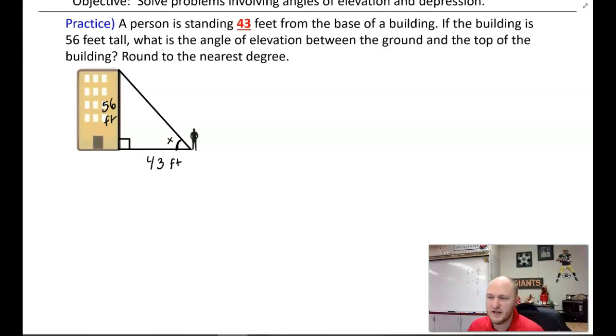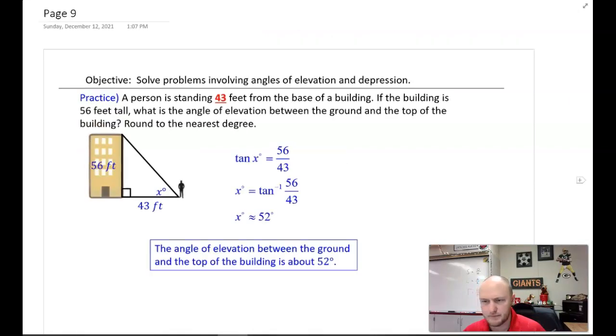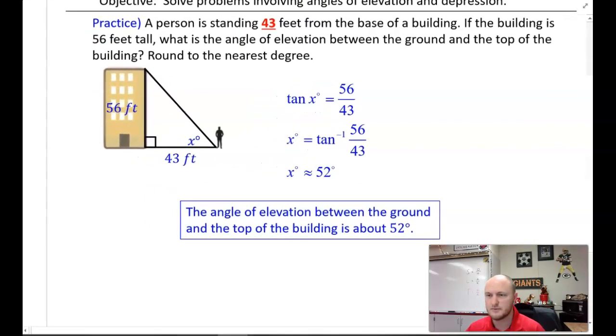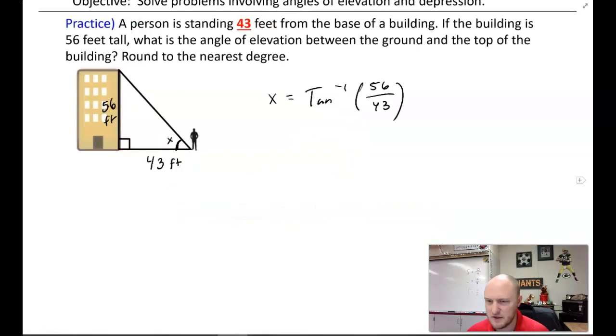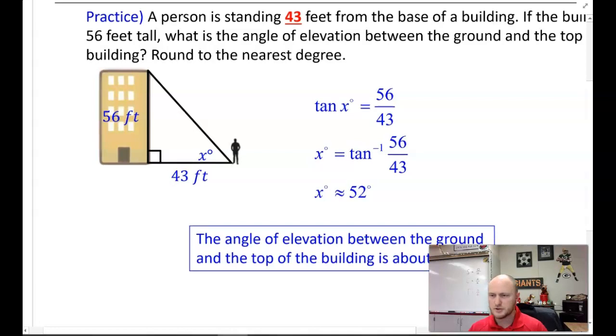Okay, hopefully you went ahead and solved this. Again, this is a tangent value, and we're solving for an angle, so it's tan inverse of 56 over 43. So that would be your equation, and then your answer is approximately 52 degrees. Did I write that one here earlier? Right? I did. That's right. Okay. Good.